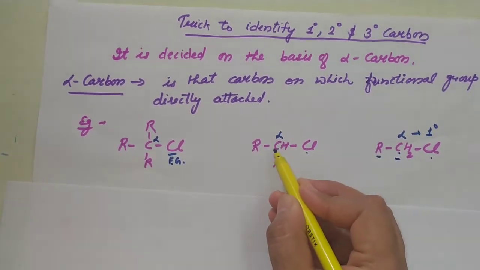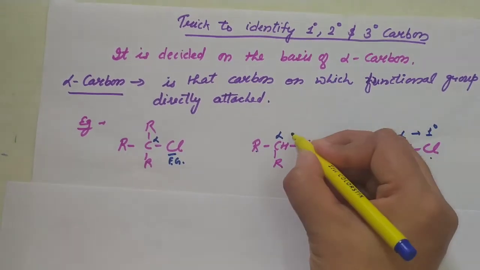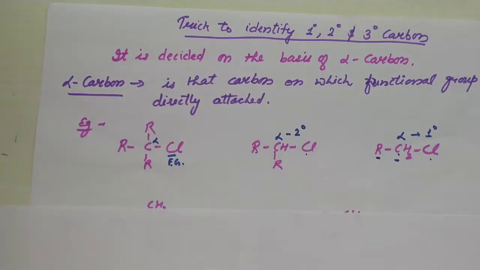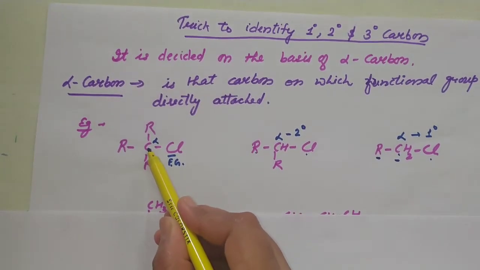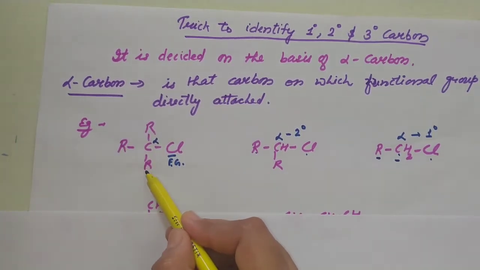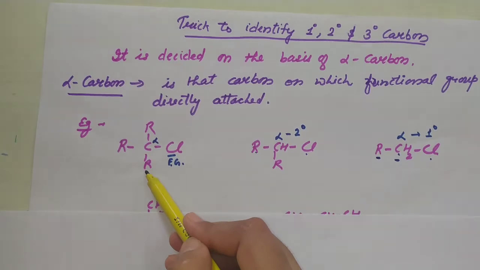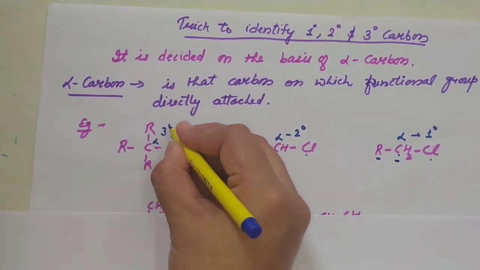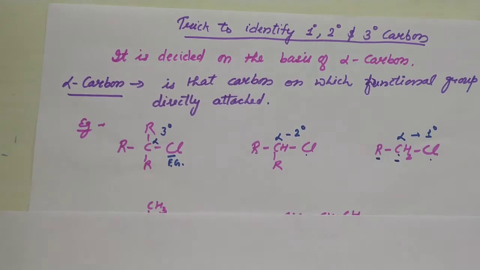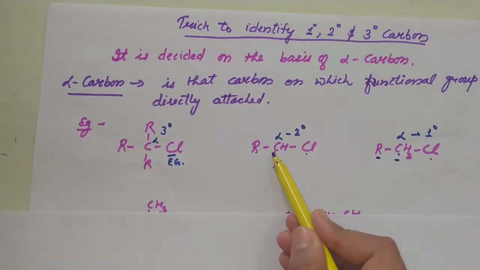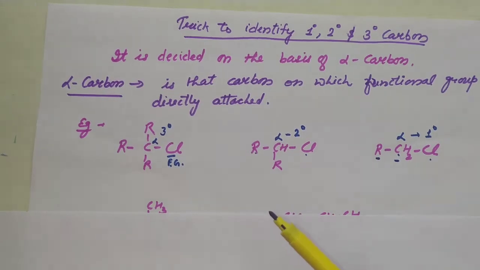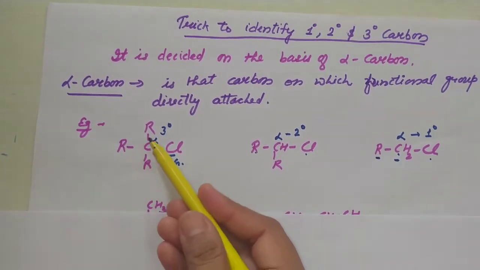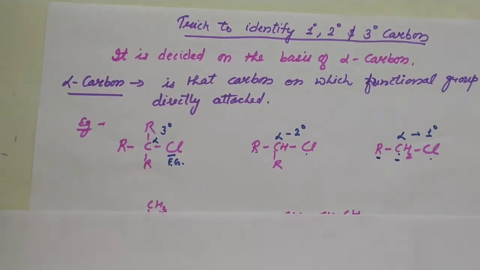In this case, the carbon is attached to two carbon chains, so it is 2 degree. In this case, the functional group is this one, this is the alpha carbon, and this carbon is attached to 3 carbon chains, 1, 2 and 3. So this carbon is 3 degree carbon. On the basis of the alpha carbon, if it is attached to one carbon, it is known as 1 degree. If attached to 2 carbons, it is known as 2 degree. And if attached to 3 carbons, it is known as 3 degree carbon.